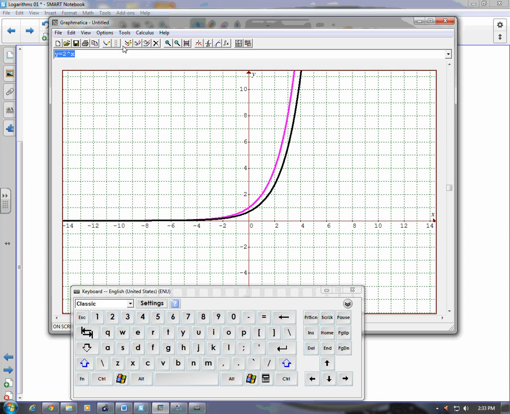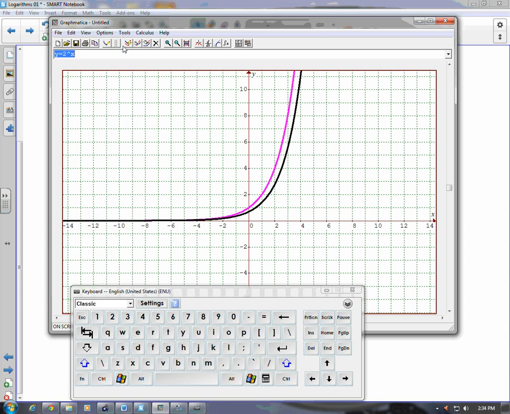In other words, if I've got 2 to the x, and I'm looking when x is equal to 0, what's the slope of the line on 2 to the x when x is equal to 0? It's just a little less than 1. In other words, the slope's not quite there.